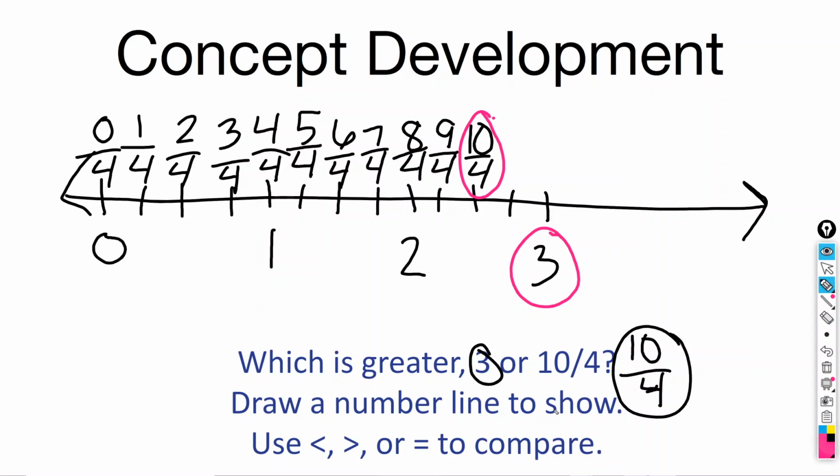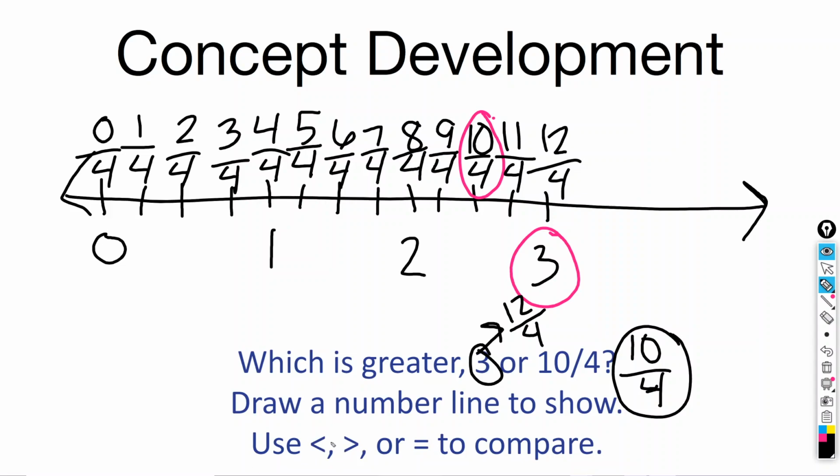And if we were to continue, then we would have 11/4 and 12/4. So 3 wholes is really the same as 12/4. And then when we look at it in that fraction form, we can see that 12 is greater than 10. Now it says to use one of these symbols to compare. So this symbol here means less than, this one means greater than, or equal to.